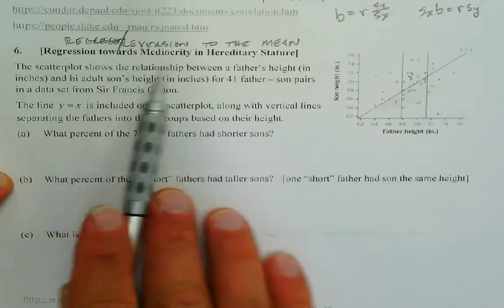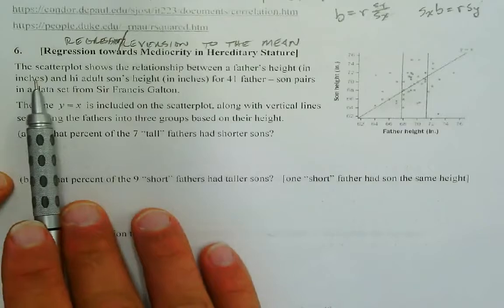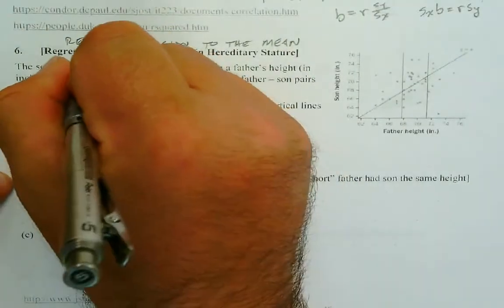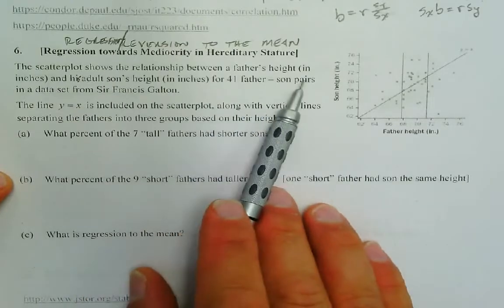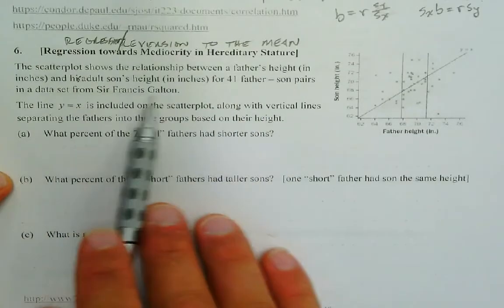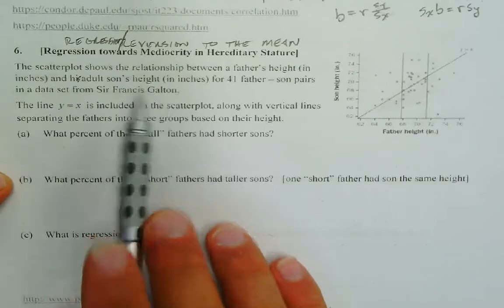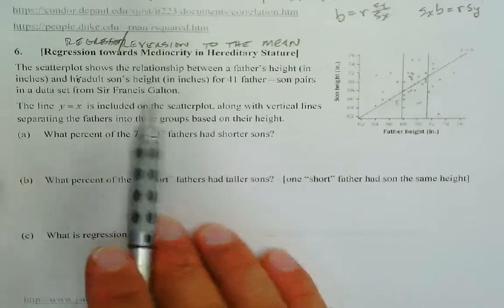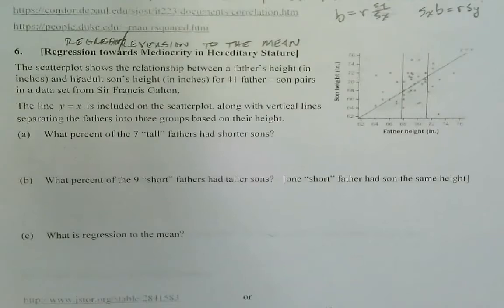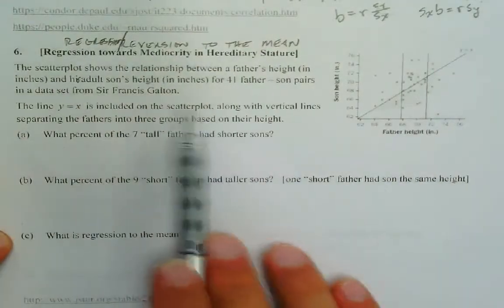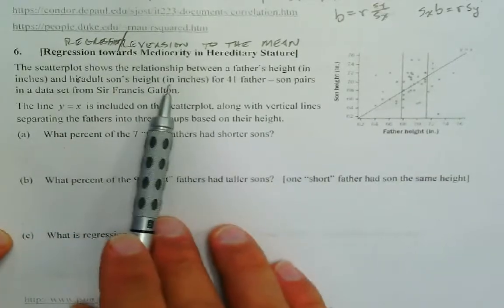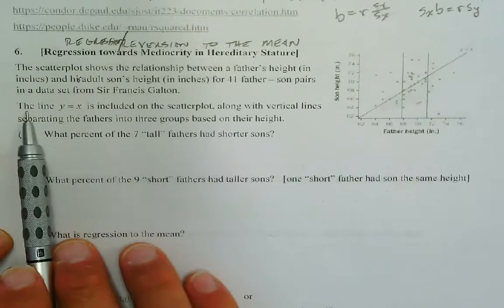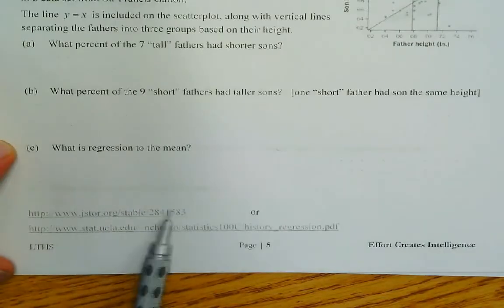Okay, now this scatterplot is a famous scatterplot, super famous. It shows the relationship between a father's height in inches and his adult son's height in inches for 41 father-son pairs in a data set from Sir Francis Galton. Sir Francis Galton actually wrote this paper. He was checking out statistically fathers and sons, wives and daughters, fathers and daughters, wives and sons, looking at these pairings to see what type of relationship there is.